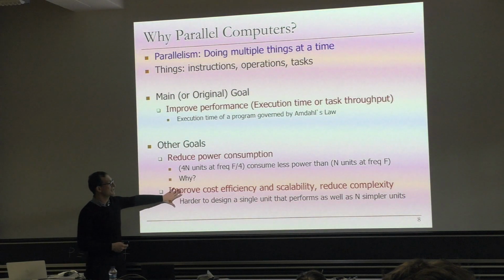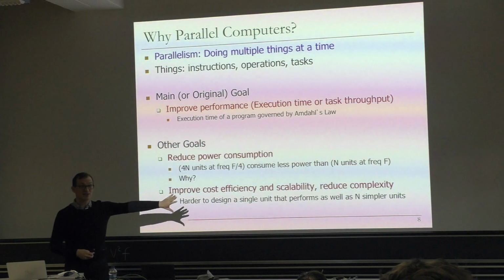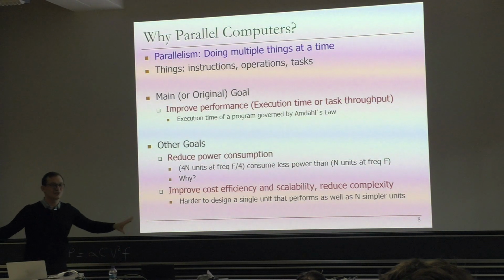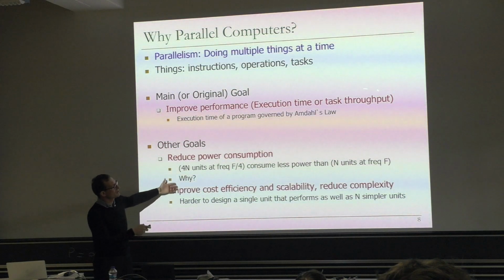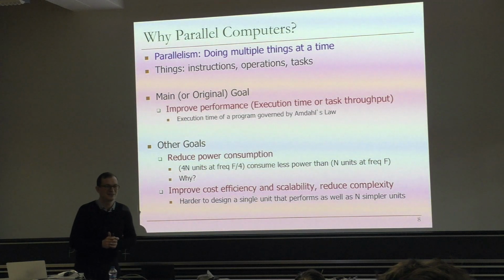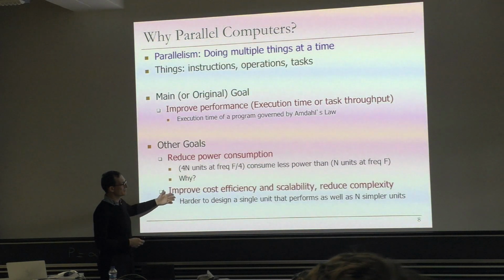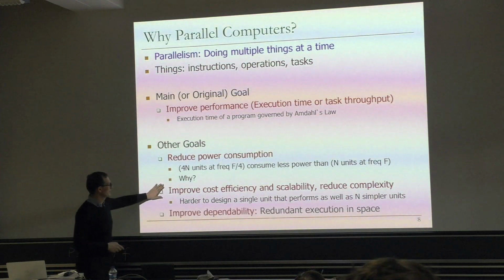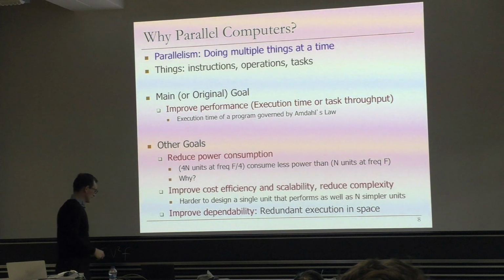But basically it's harder to design a single unit that performs as well as n simpler units. Again, the assumption is that you can parallelize your computation. Right? Or your computation is already completely parallel. Does that make sense? Yeah, and this was also the motivation for multi-core as well. Right? And the third one we discussed there is improved dependability.